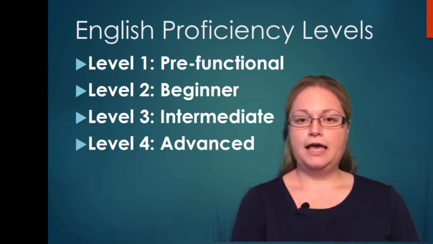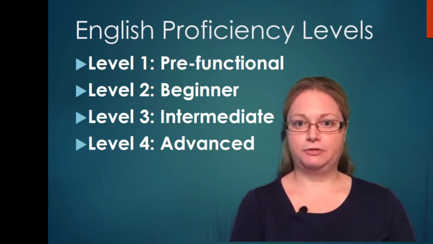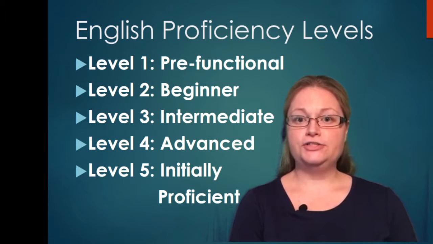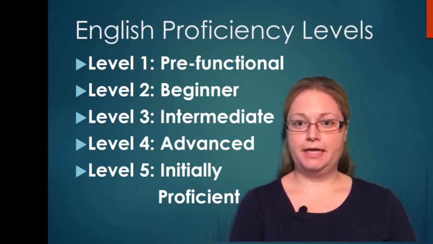A level 4 is an advanced student. These students have both their social and academic language skills. And then a level 5 is an initially proficient student. These students are comparable to their English-speaking peers.